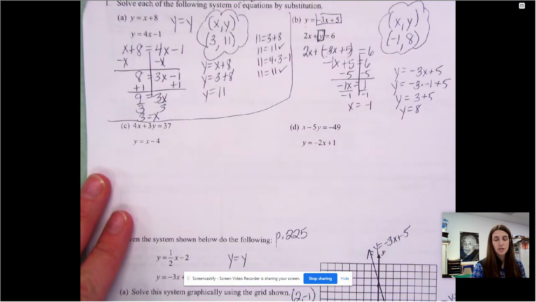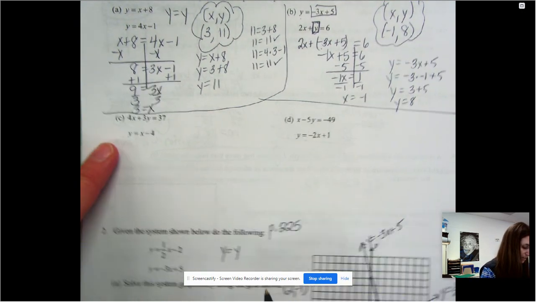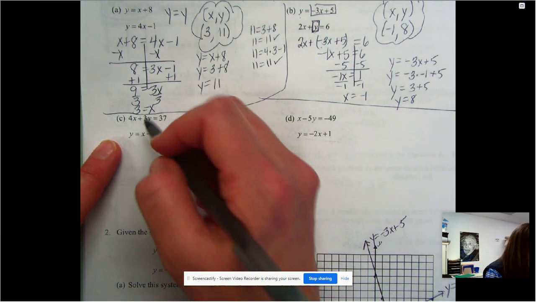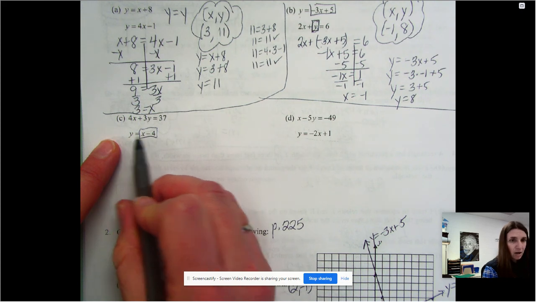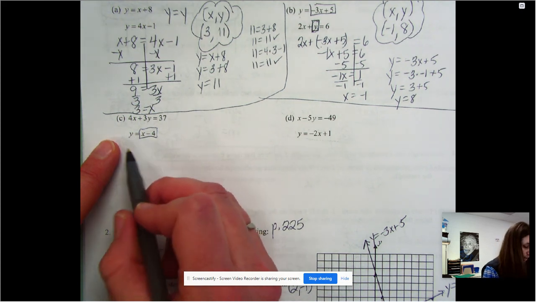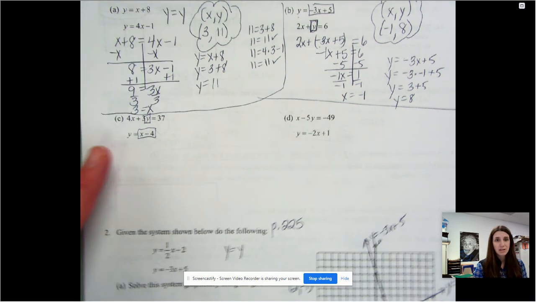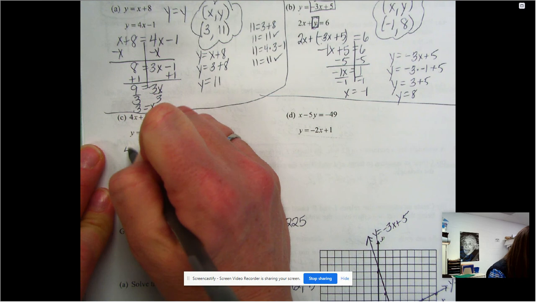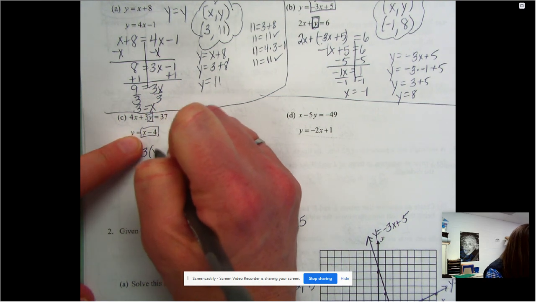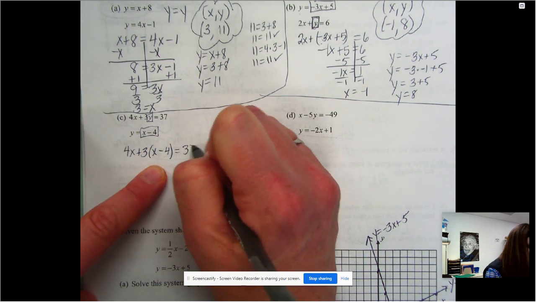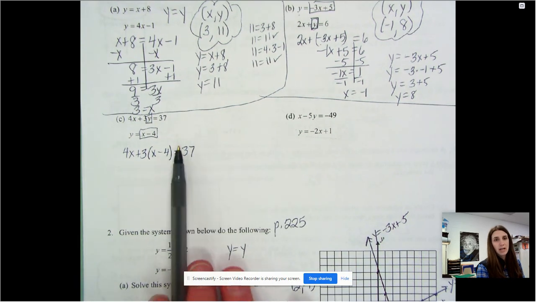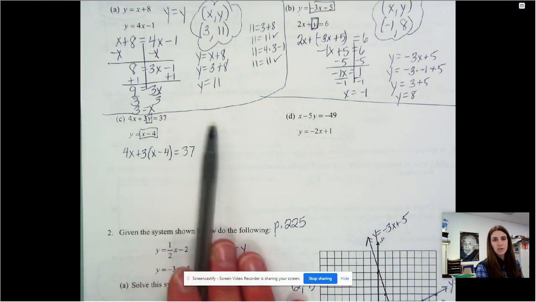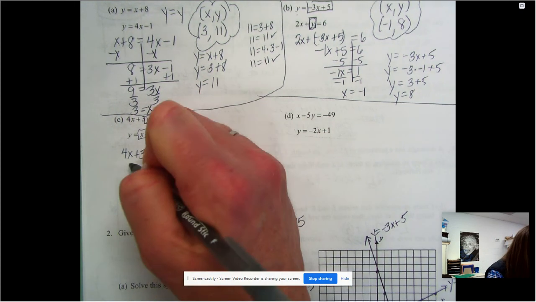Okay, let's go down to letter C. All right. Again, I think I just keep saying answers as a habit, or questions. All right, so here we have y equals x minus 4 being our isolated variable. So the x minus 4 is going to be subbed in right here. Notice that there's a 3 in front of it. So this time it's 3 times that whole expression. So we have 4x plus 3 times x minus 4 equals 37. So the only thing that changed in this equation was that y value. The 4x, the plus sign, the 3, the equals 37 all stayed the same. So you put your balance beam in and you solve from here.